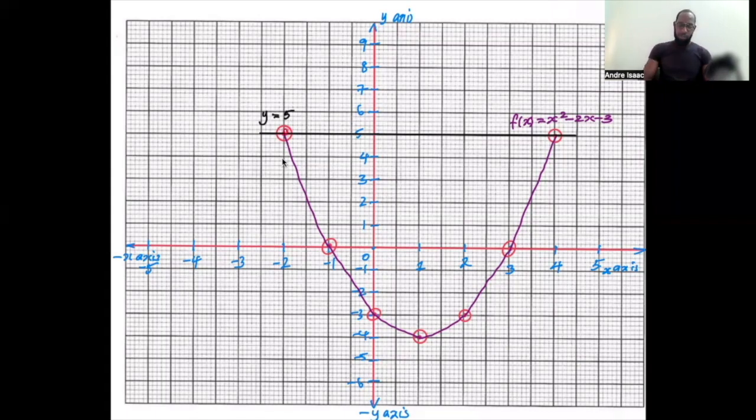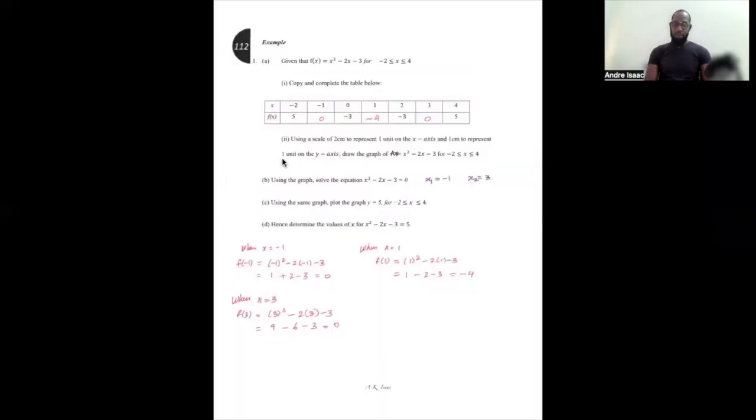This point here is -2, 5. Remember x, y. This point here is -1, 5. All the y values will be 5 on that line. This point here is 1, 5. This point here is 2, 5. This point here is 3, 5. So x comes first, y comes second. All the y values are 5. So that is why that line is y equals 5.